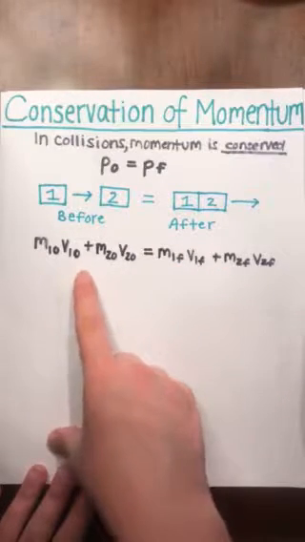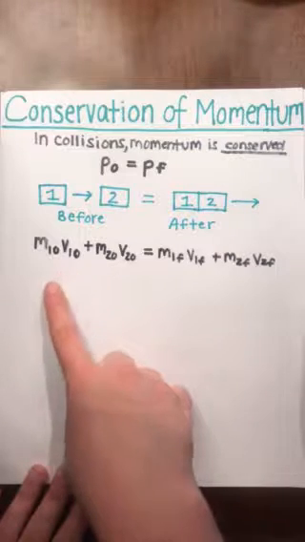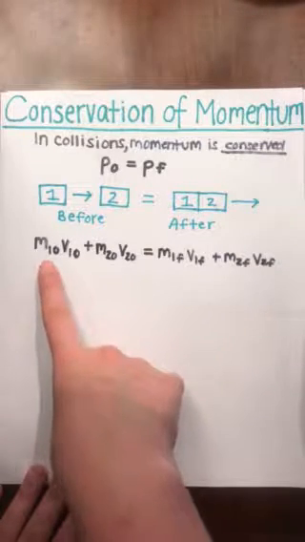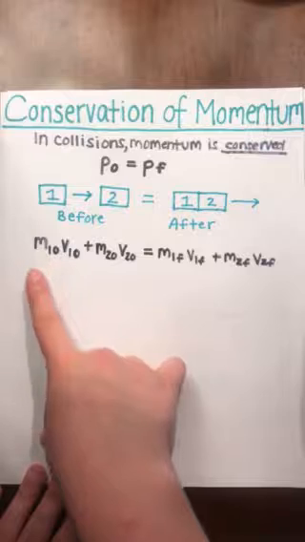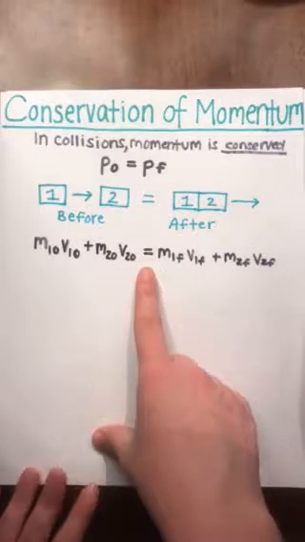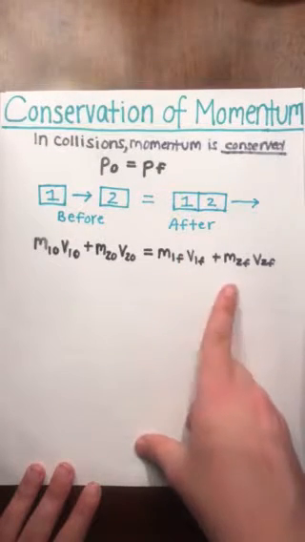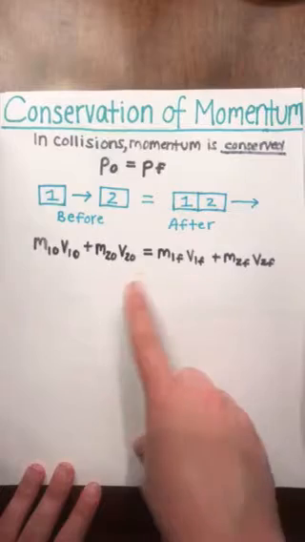Basically what you would do is add up all of the momentums of the objects before the collision, again just by using that equation P equals mv, and add those together. And then these should be set equal to the total momentum of the objects after the collision. So these two should be equal.